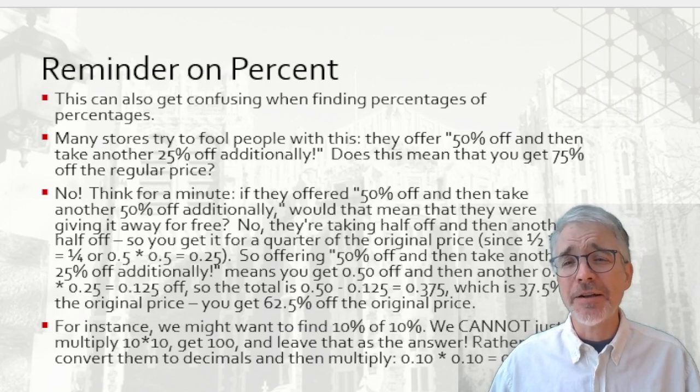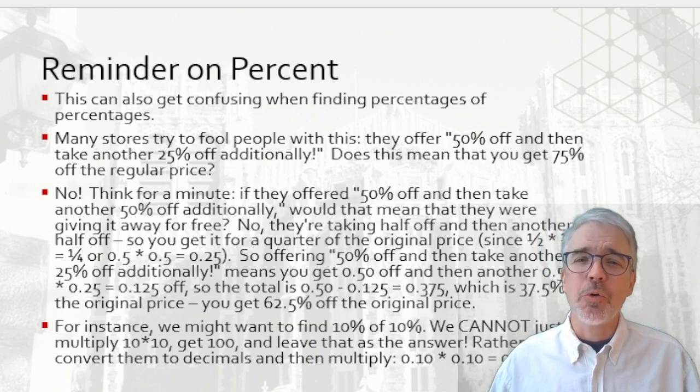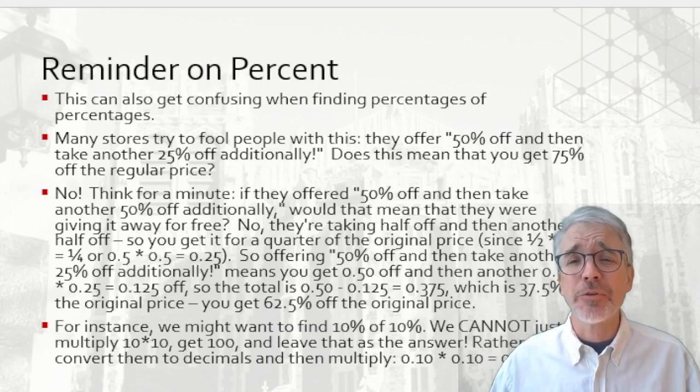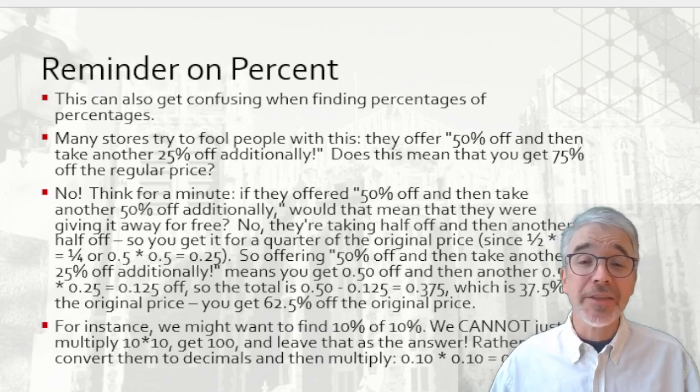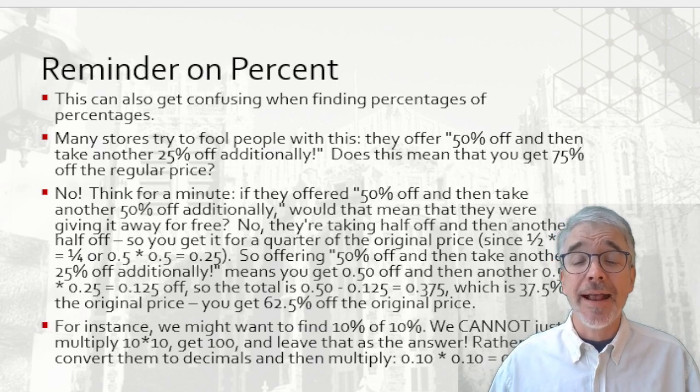They're taking half off and then another half of the remaining half. Half the half is a quarter. So they're offering a total of 75% off if they say take 50% off and then another 50% off. Going back, then an offer to take 50% off and then another 25% off means you take half off at the beginning and then a quarter of the remaining half, which is 1/8. So in decimals, you'd get it at 37.5% of the original price.